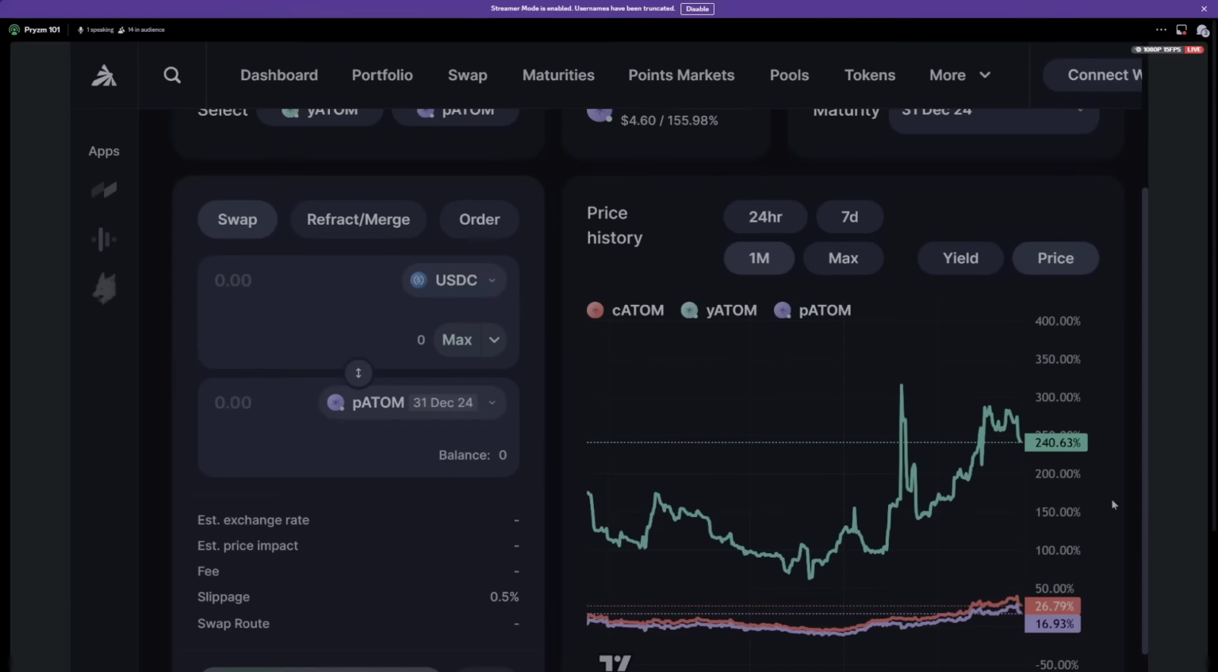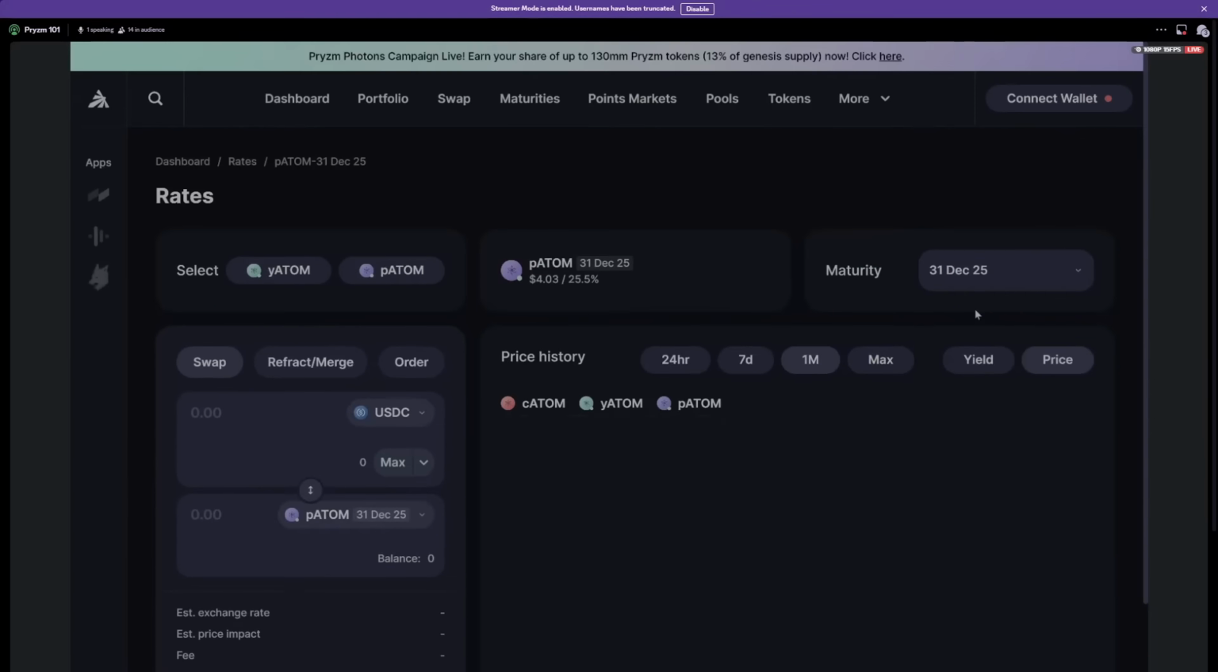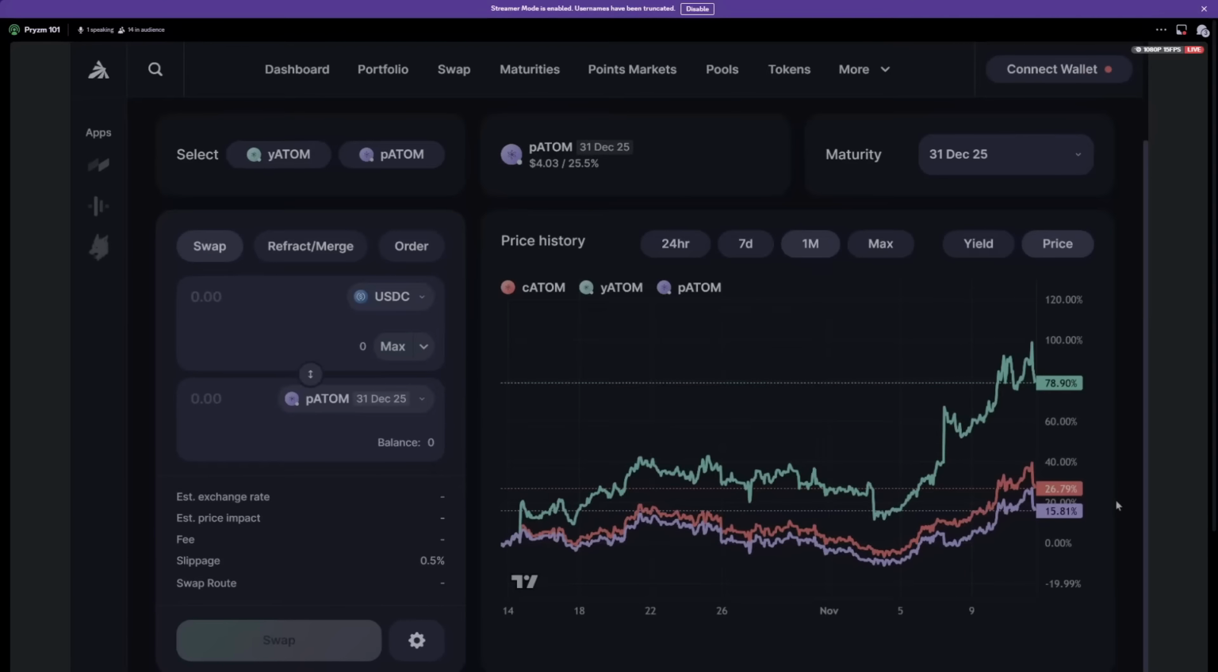But basically, we're looking at that and saying, well, you own a liquidity pool that contains a share or an amount of P atom and an amount of C atom, and you can see that the C atom's been performing better than the P atom. And this is for the Deck 24 maturity. And if I look at the Deck 25 maturity, this difference is bigger. So over the last month, liquid staked atom has outperformed P atom, and the best asset of all, obviously, has been Y atom. The question is, why has Y atom strongly outperformed over this time?